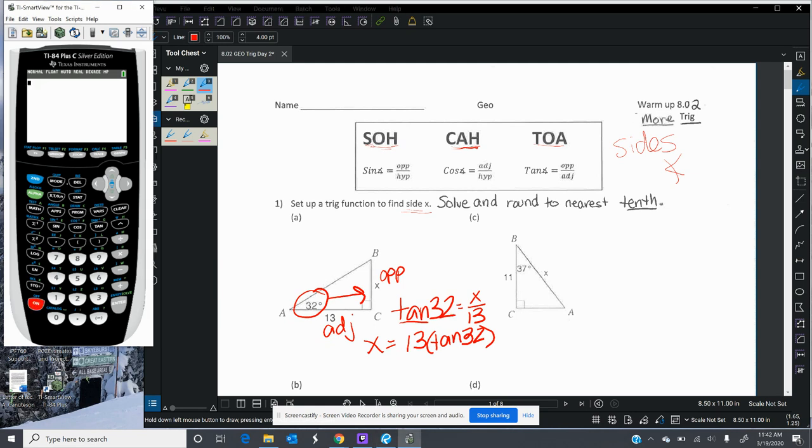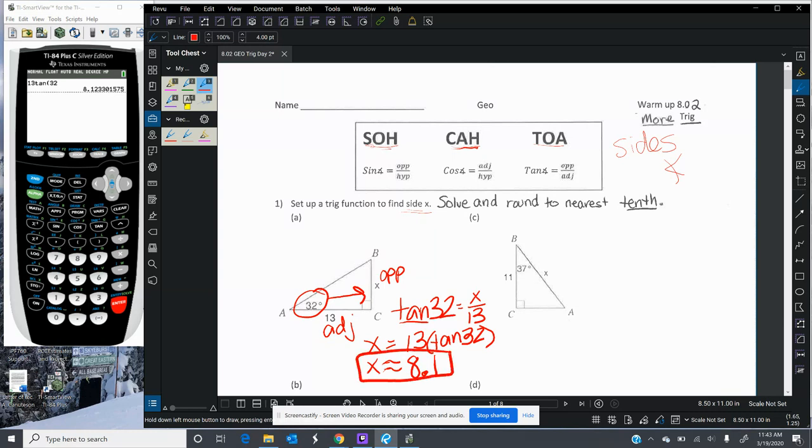And onto the calculator. Let me double check I'm in the right mode. 13 tan 32. It's going to give us that this measure of x is approximately 8.1, rounded to the nearest tenth, which again is the measure of the side BC here.